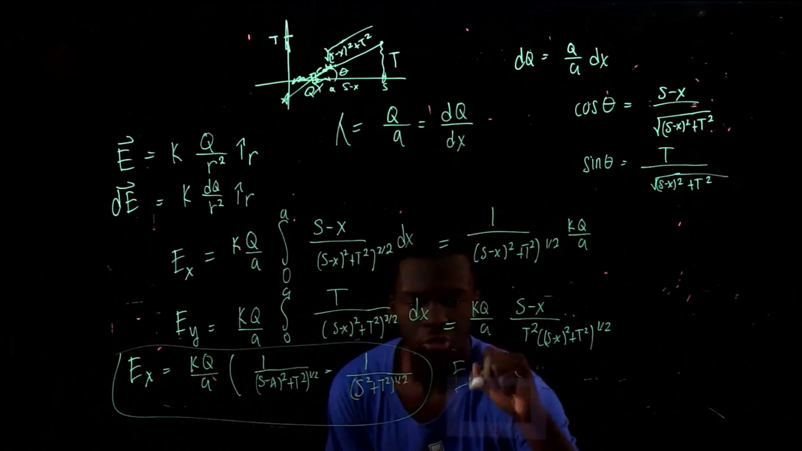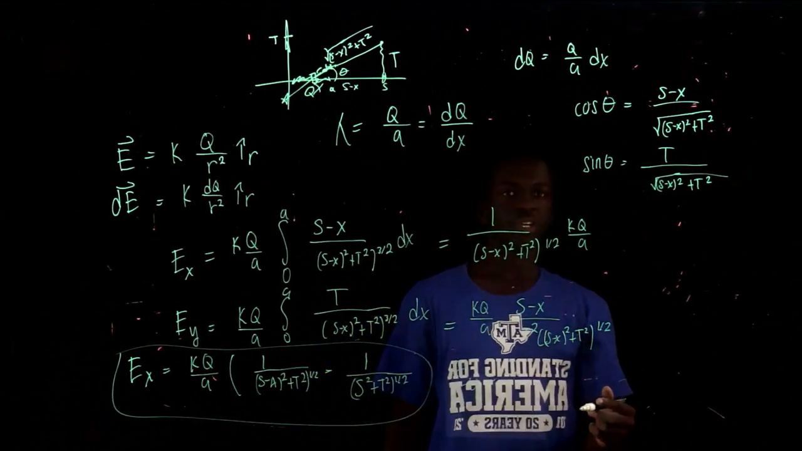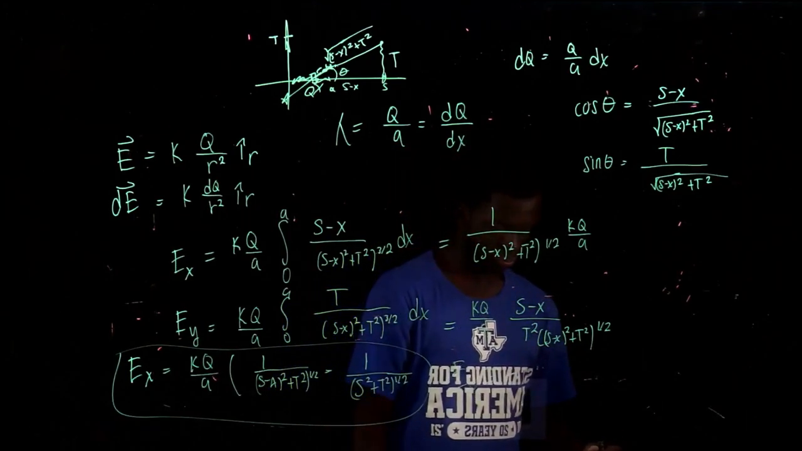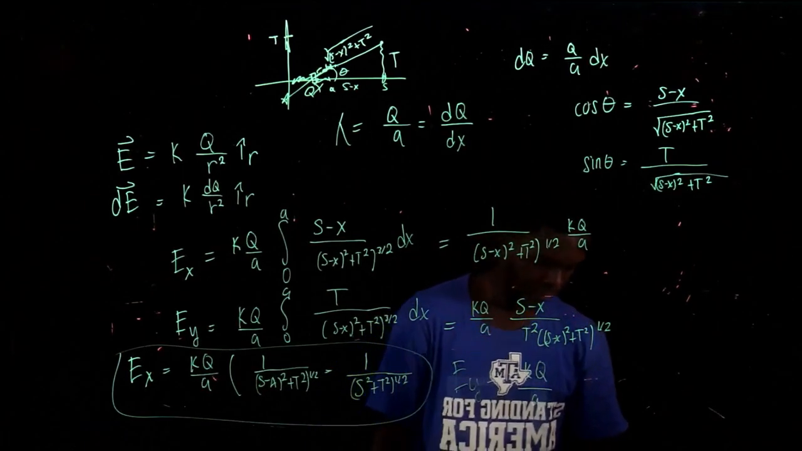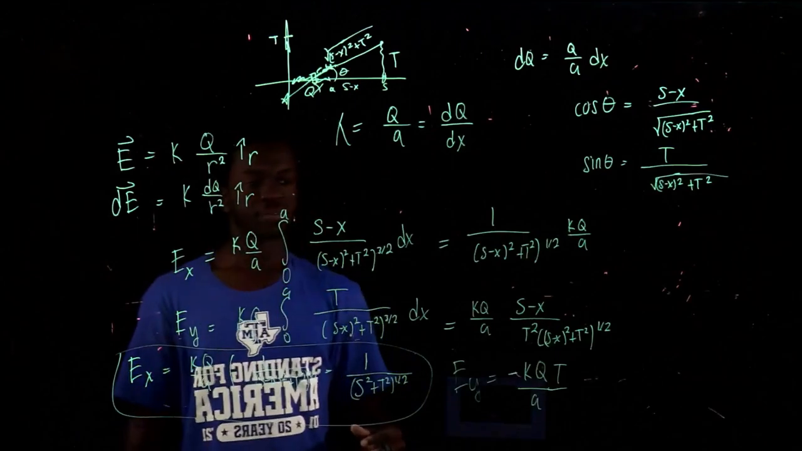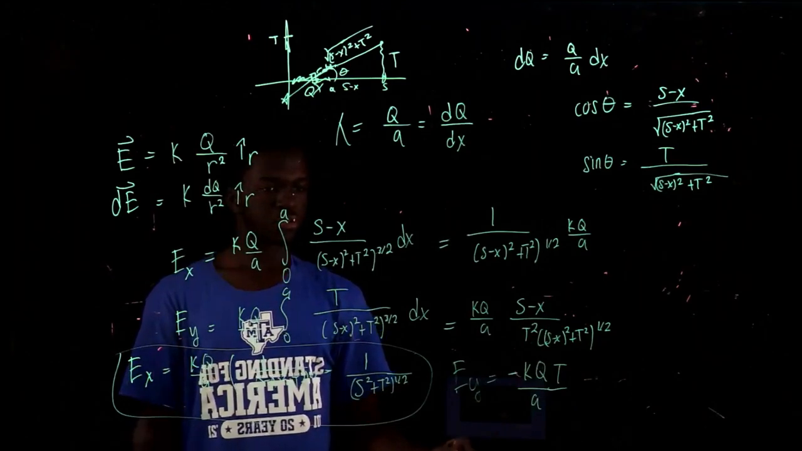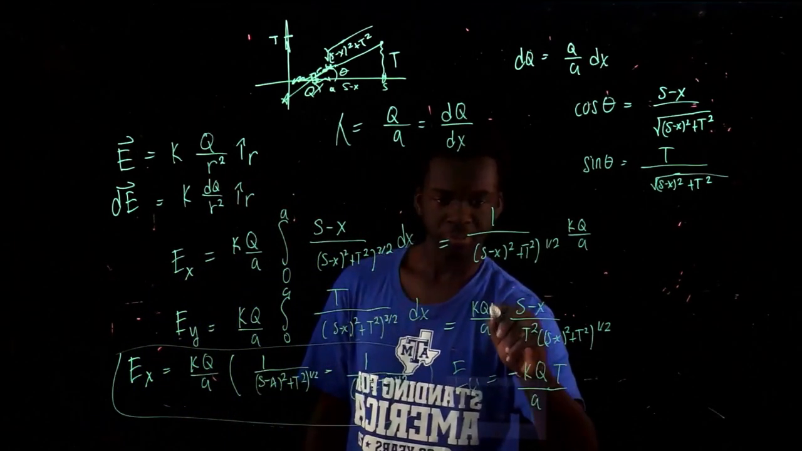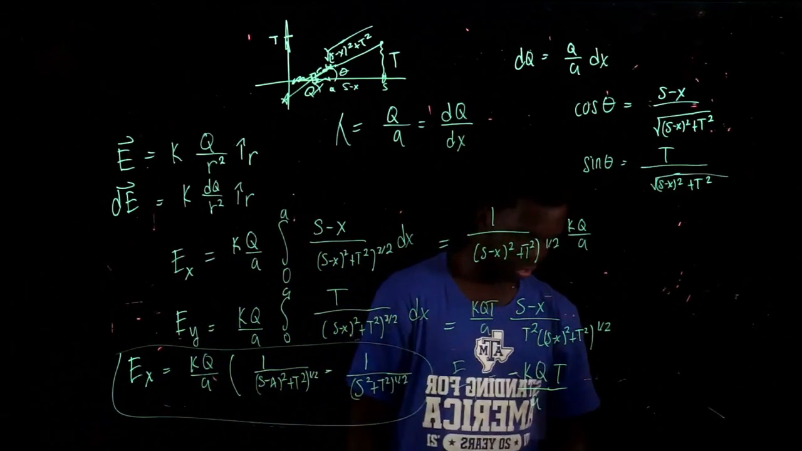And now EY is going to be negative KQ over A, and you're going to have a T right here. It's going to be negative KQT over A. Yeah, you're substituting. Oh, yeah, the T was left out. I just made this 1 over S minus X squared and took the integral of that there. So it's negative KQT over A.